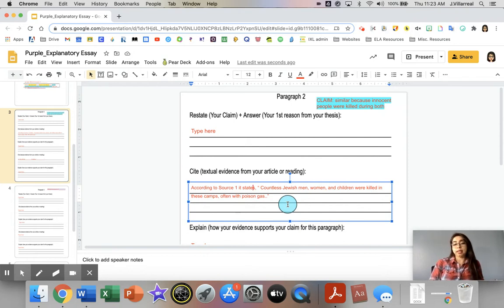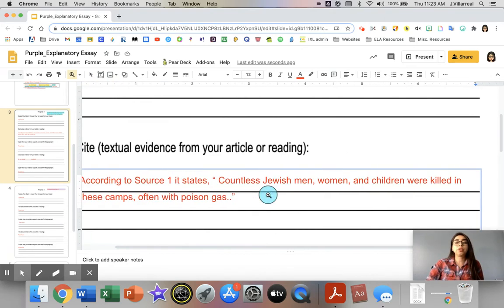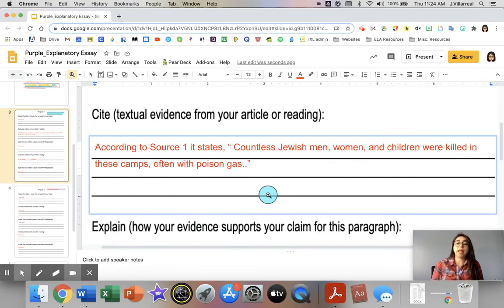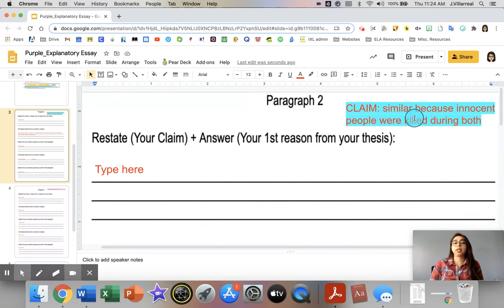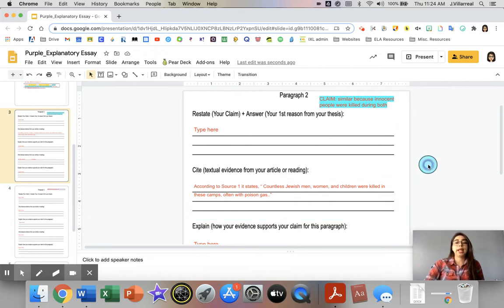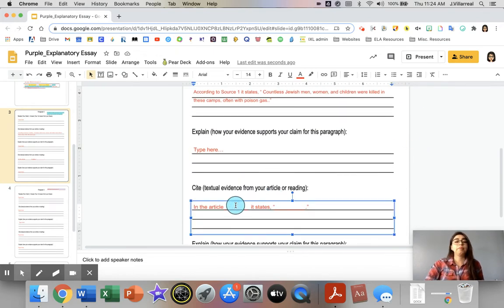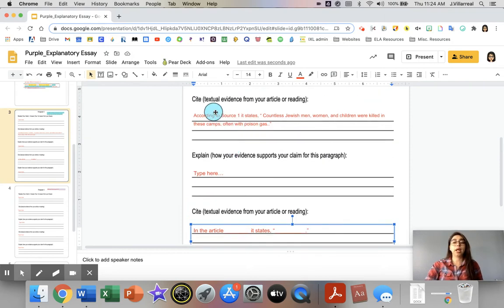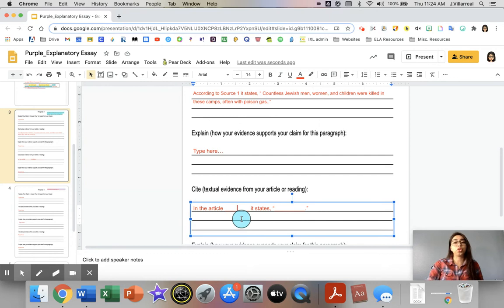According to source 1, it states, countless Jewish men, women, and children were killed in these camps, often with poisoned gas. So does this quote support this claim? Does this quote show me that innocent people were being killed? Yes, it does. Okay. So now for my second one, since this one was from source 1, my second one should be from source 2.